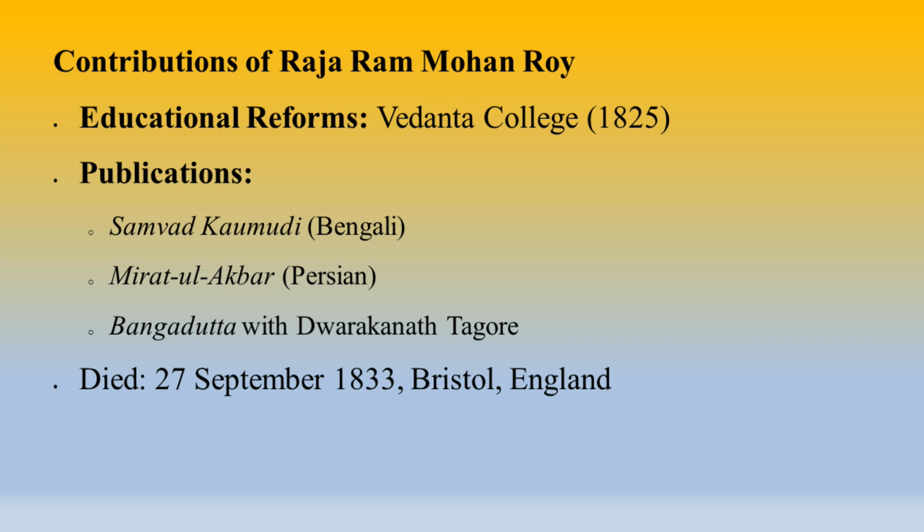Contributions of Raja Ram Mohan Roy. Roy believed education was essential for progress. In 1825, he established the Vedanta College in Calcutta to promote a blend of Western science and Indian philosophy. He was also a pioneer in journalism, publishing Samvad Kaumudi in Bengal and Mirat-ul-Akbar in Persian. With Dwarkanath Tagore, he started the newspaper Bengadatta. He died in 1833 in Bristol, England, but his legacy lived on through the Brahmo Samaj.